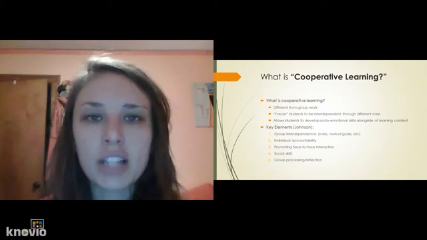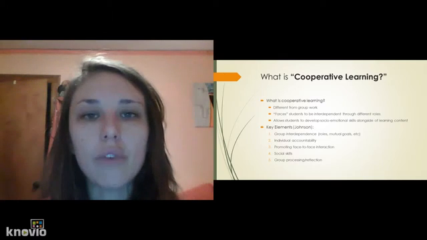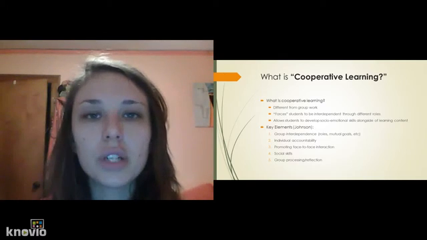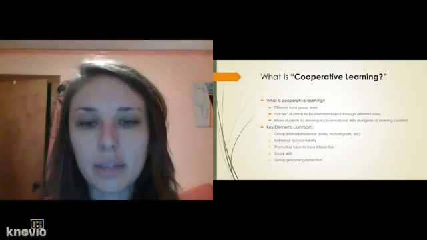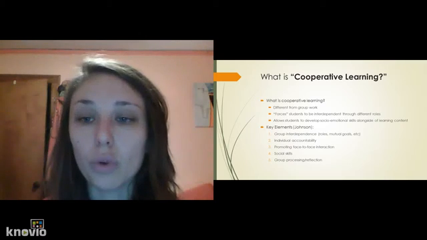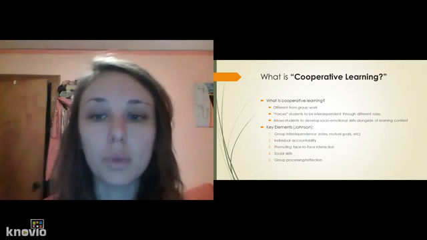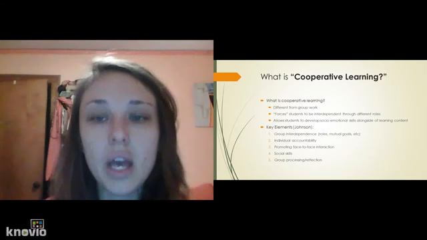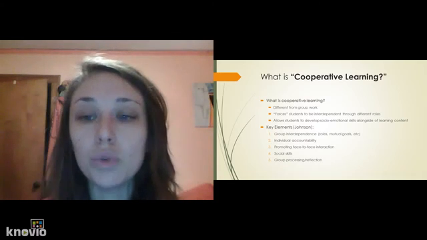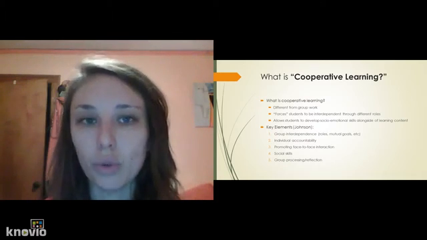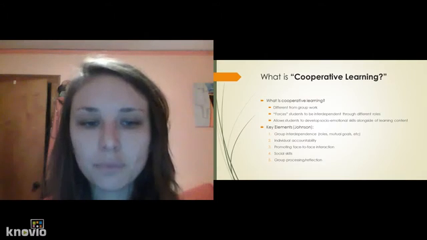So according to Johnson, there's 5 key elements of cooperative learning. The first is group interdependence. As I've mentioned, students might have different roles. They might have different jobs within the cooperative learning activity. However, they still do have mutual goals. This is what keeps them together as a group and what binds them.